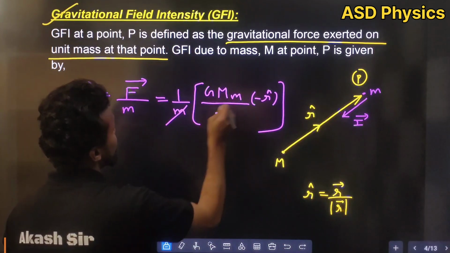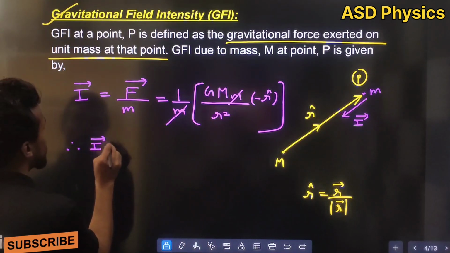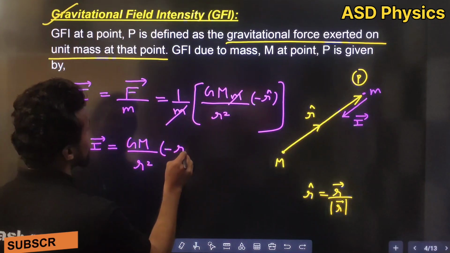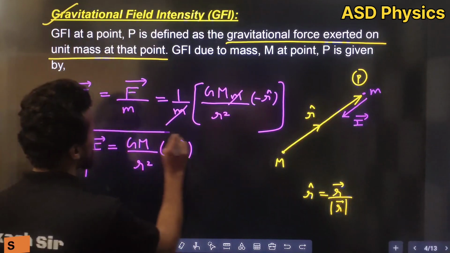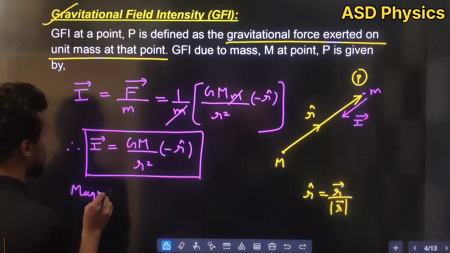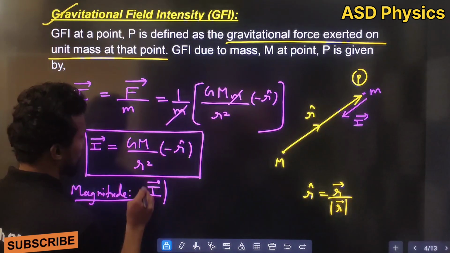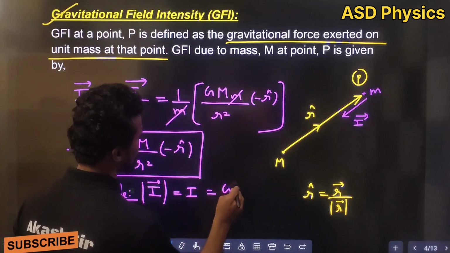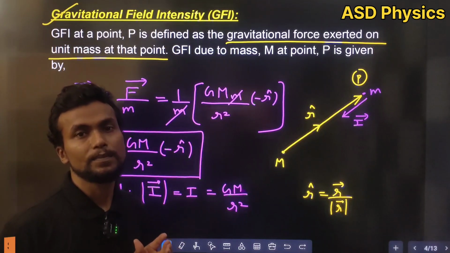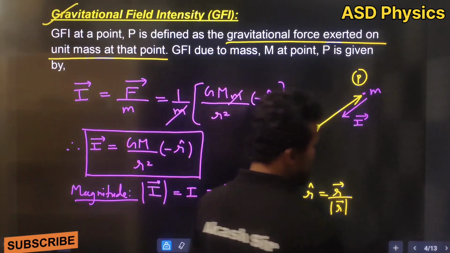So what will happen? This m and this m will cancel out. Then we can write the GFI at point P in vector form: I = GM by r square times minus r cap. And this minus r cap is very, very important from the graph point of view and all that. Sometimes, if we have to write only the magnitude to solve numericals, we write mod I, or just I, equal to GM by r square. So this is just the mathematical representation of the gravitational field, which physical quantity is the GFI.